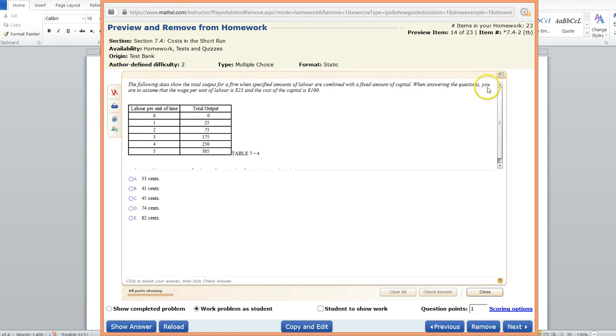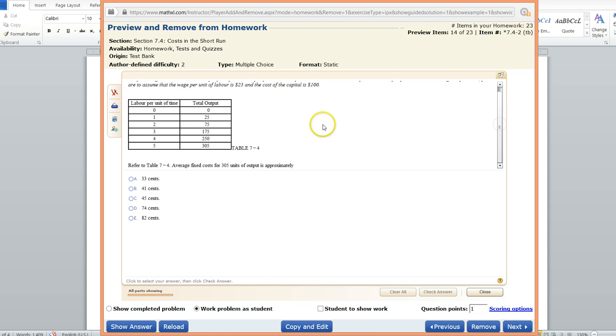When answering the questions, you are to assume that the wage per unit of labor is $25 and the cost of the capital is $100. And because the cost of the capital here is fixed, this cost of capital is a fixed cost. And that's very important to answer this question.